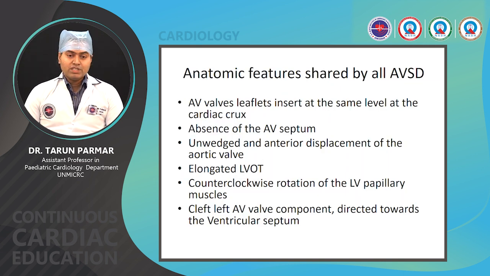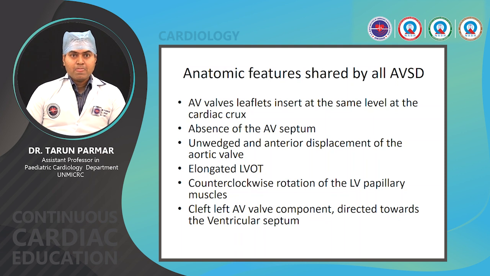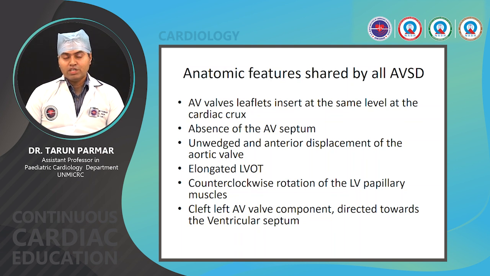So, anatomic features shared by all AVSD. What are these? AV valve leaflets insert at the same level as the cardiac crux. We are going to see what that is. Then there is a common atrioventricular junction, and then there is absence of the atrioventricular septum. There is an anterior displacement of the aortic valve, so that the aortic valve becomes unwedged or sprung.